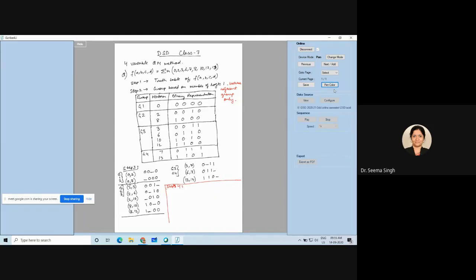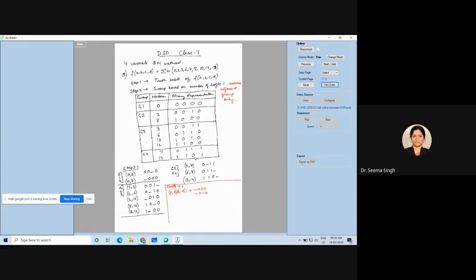Based upon the first bit dash, which all are at the first place? 0, 8, 210. So I will write here 0, 8, 210. What is it? 0, 8 is dash 000 and 210 is dash 010, right? So this I could do.